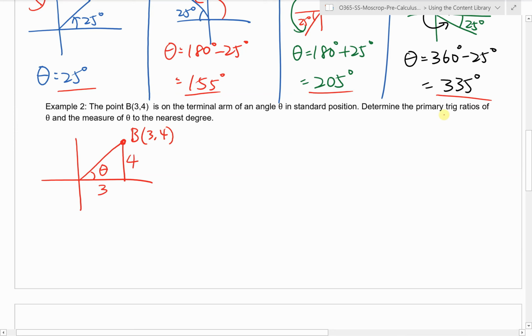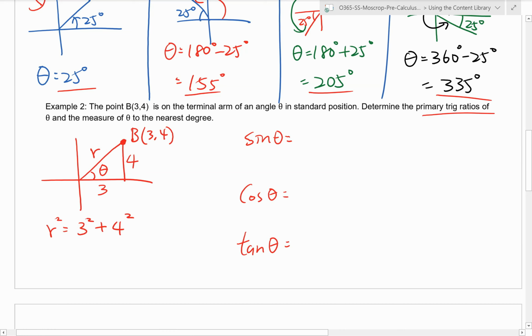We're looking for the primary trig ratios. If you recall, primary trig ratios means we're looking for sine theta, cosine theta, and tangent theta. Actually, this triangle, we might have seen it in the previous lesson. This is your special triangle, the 3, 4, 5 triangle, if you recall. Again, if you're not sure, you can always use the Pythagorean theorem to figure out the hypotenuse.